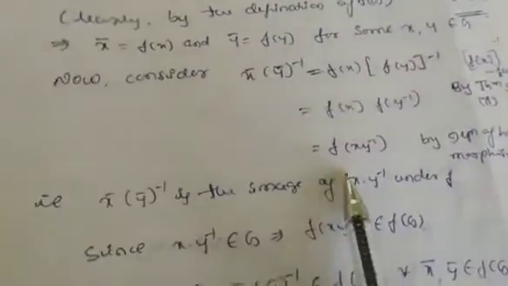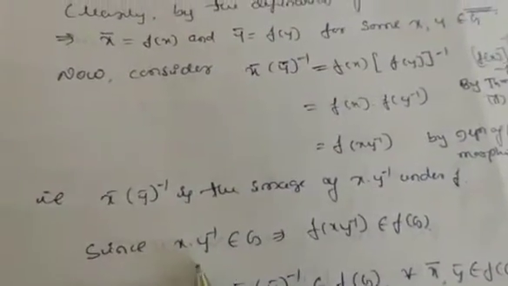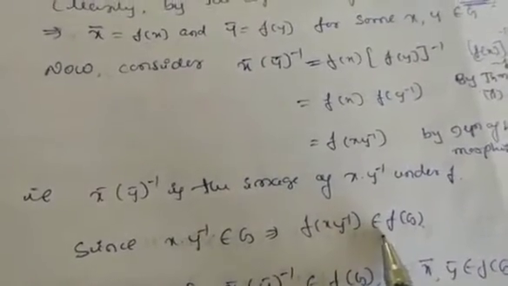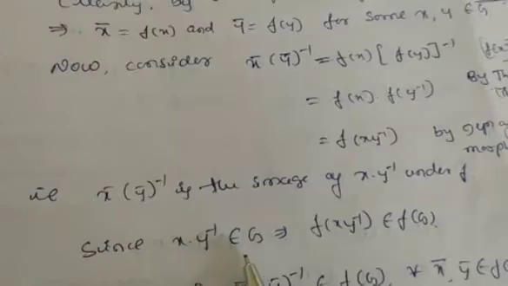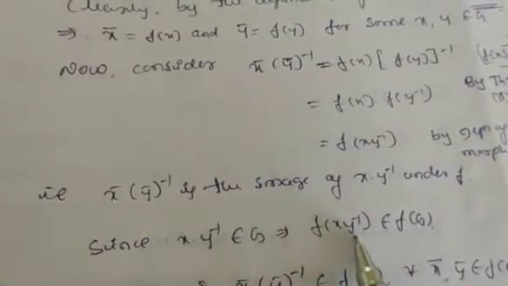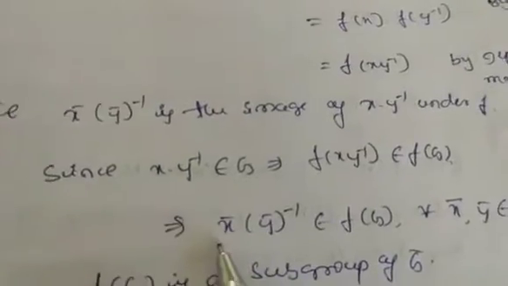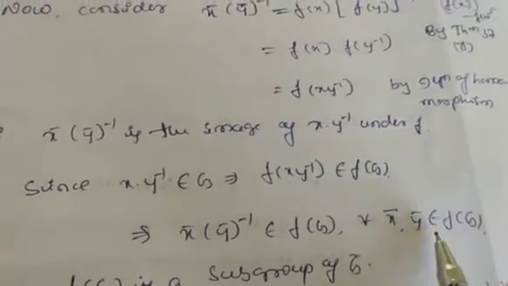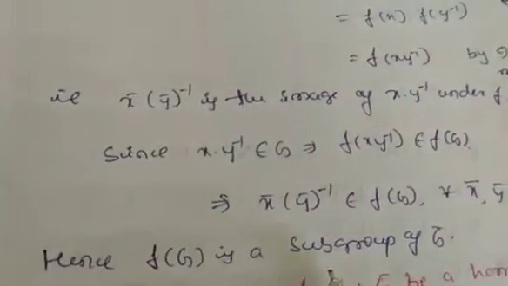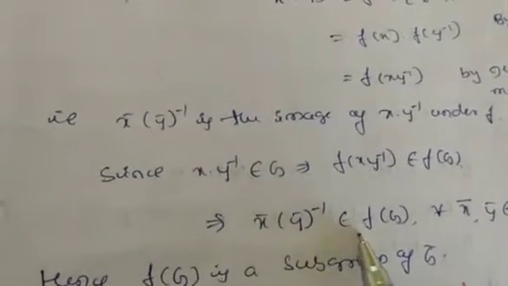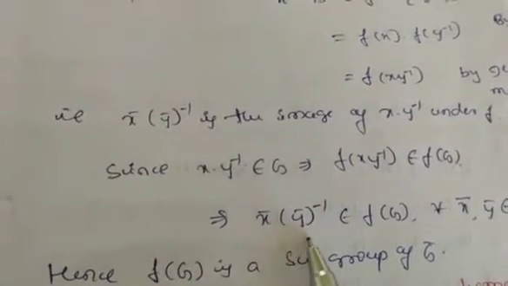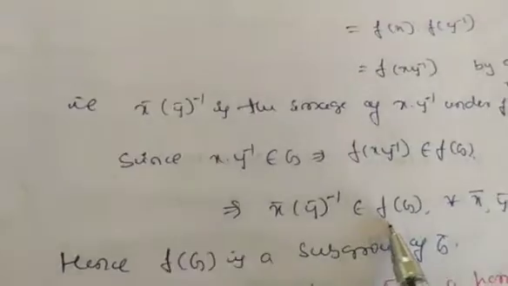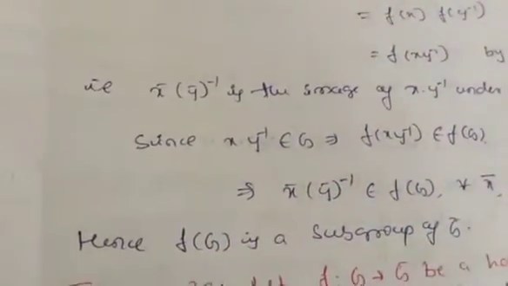So here f of G means it is the image of f here. Since x y inverse belongs to G, this implies f of x y inverse also belongs to f of G, because here x and y are elements of G. And this implies x bar y bar inverse belongs to f of G for all x bar, y bar belonging to f of G. Hence f of G is a subgroup of G bar. So this is the necessary condition of a subgroup. If x bar y bar belongs to f of G, then x bar y bar inverse also belongs to f of G. This is enough to show that this is a subgroup.